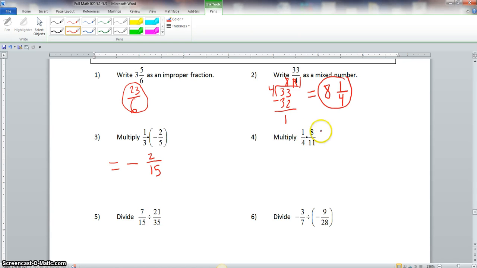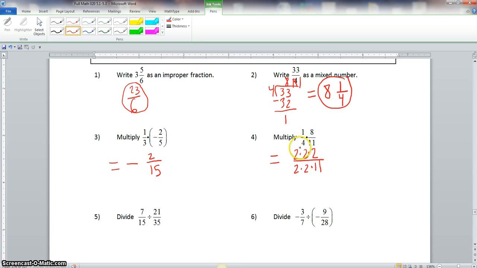Now we go here. We have 1/4 times 8 over 11. Now what's different about number 4 than number 3 is these were all prime numbers and also 1. So we did not have to break them up into their prime factorization. These are not all prime numbers, so we need to break this up into the prime factorization. Now we don't have to write the 1, but 8's prime factorization is 2 times 2 times 2. Now we look at our denominator. 4's prime factorization is 2 times 2, and 11 is prime, so it'll be times 11.